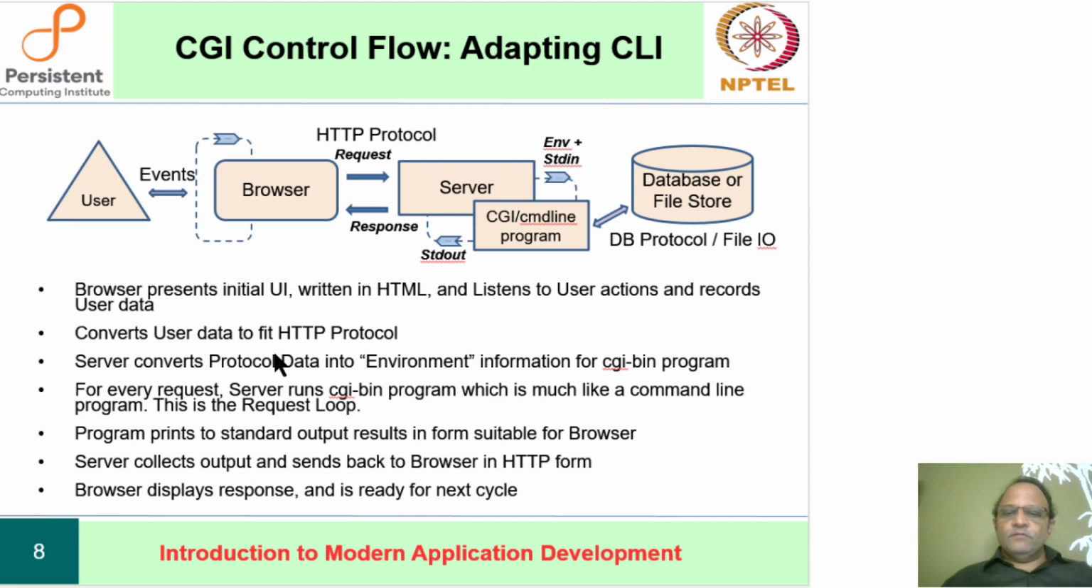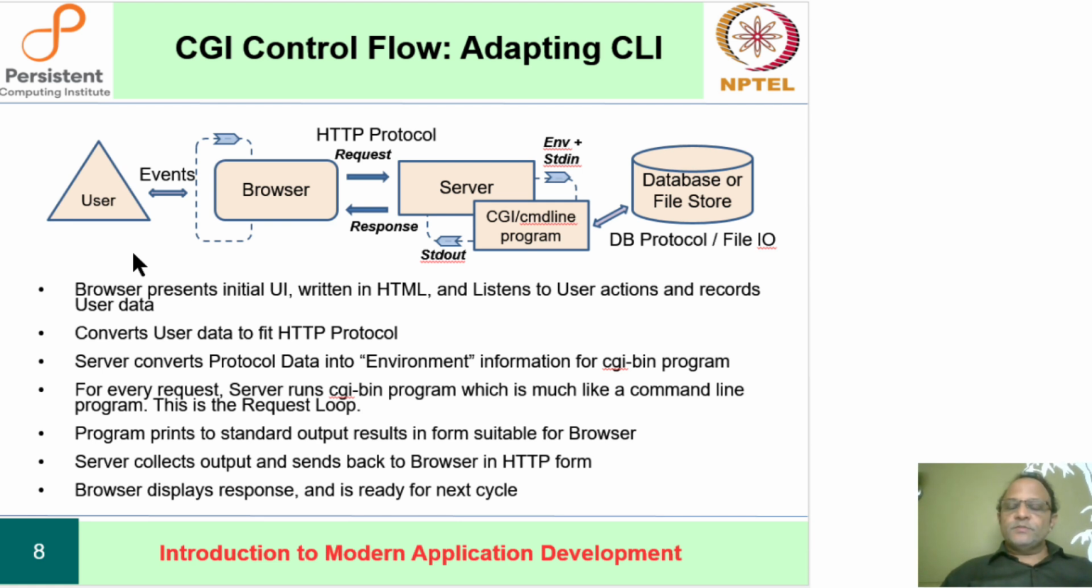If you compare the CGI bin program versus the command line program, what we notice is that they are by and large the same, except that the way in which they connect to the environment in which they execute differs. So instead of getting input from just the command line, the CGI program gets its input from the environment variables as well as standard in. And after it is done, it prints its result to the standard output, which is in turn read by the server. The server then formats it in a form that works for the HTTP protocol and sends it to the browser.